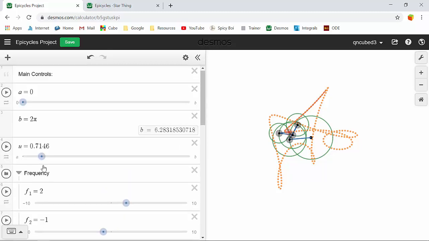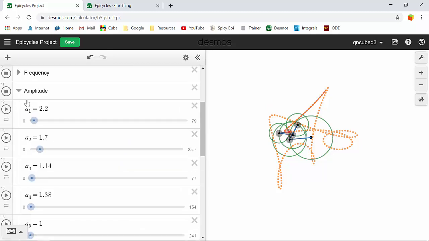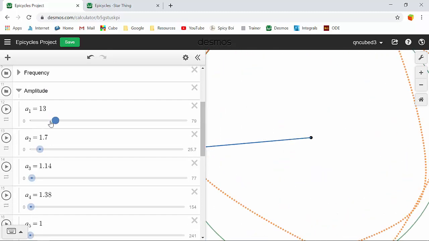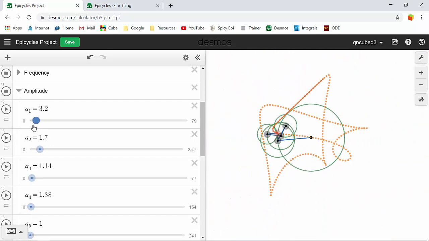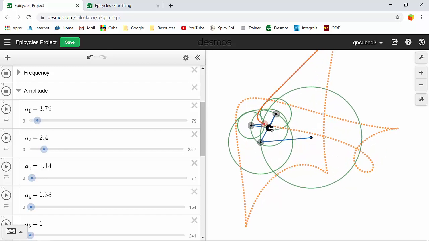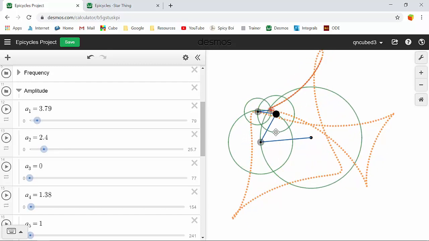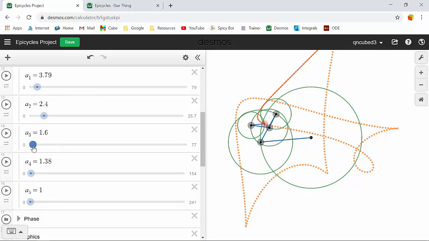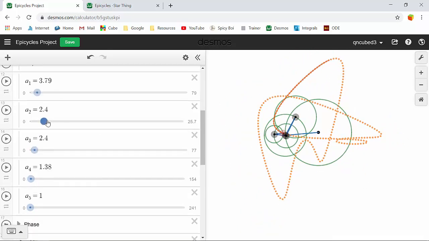So we've messed around with the frequency. If we mess around with the amplitude a little bit, we can change even more things. It can change how big things get and all that. And you can of course change it directly by moving around these sliders right here, or these points. So that's pretty cool. You can make even more weird shapes.